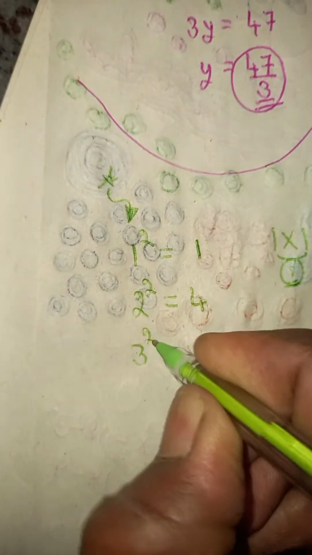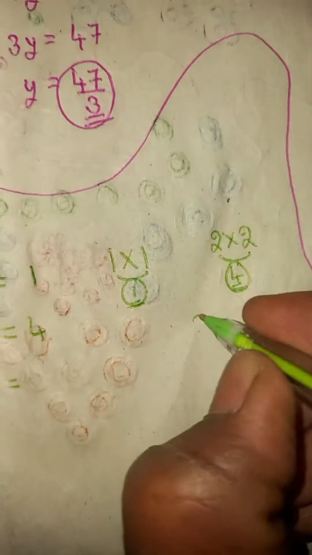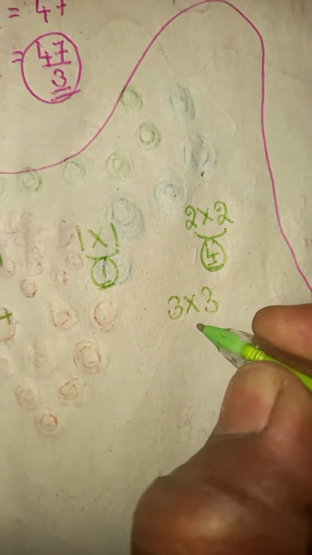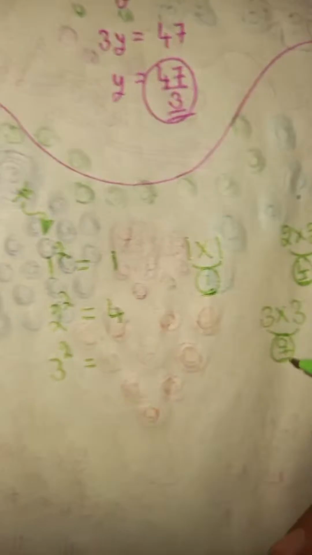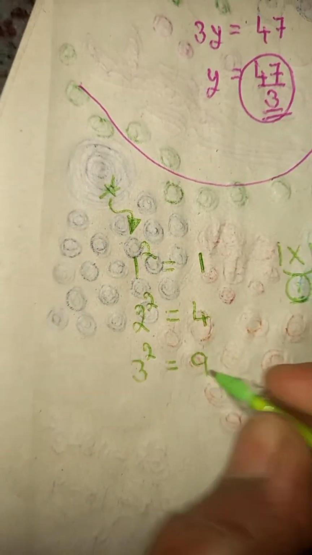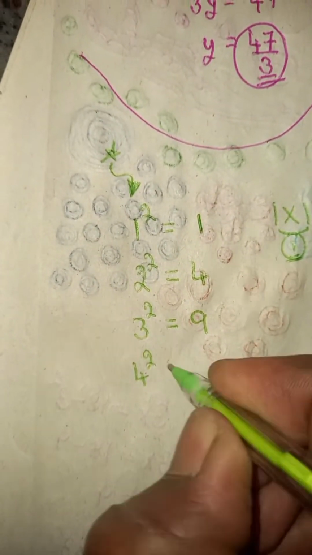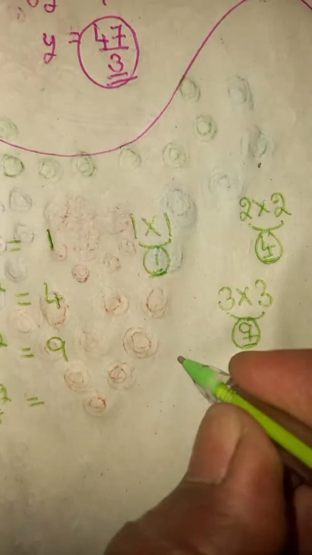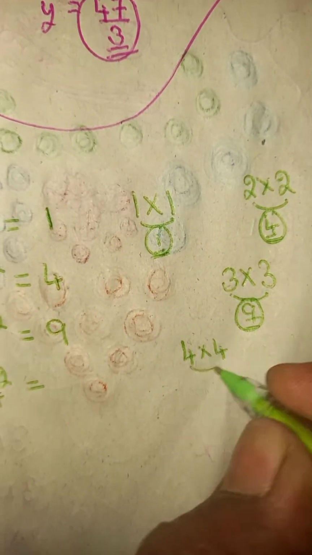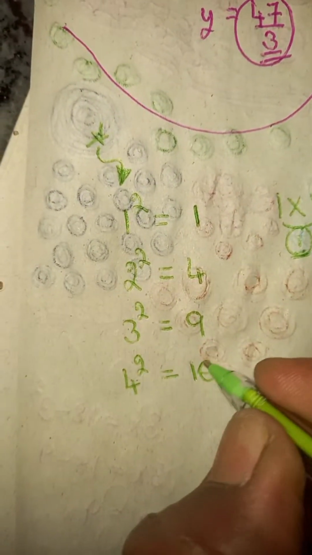Let's talk about 3 square. 3 square means 3 times 3. 3 times 3 is 9. So this becomes equal to 9. Let's find out what is 4 square. 4 square means 4 times 4. 4 times 4 is 16. So this 4 square is 16.